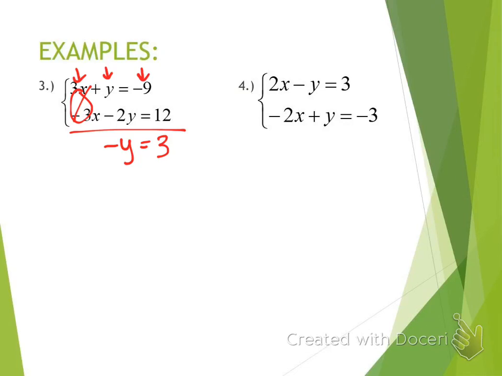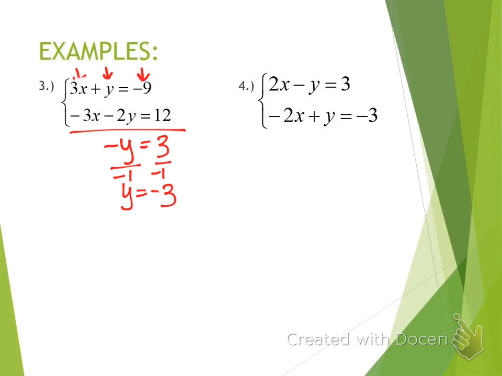But then we have to get y all alone. Divide by negative 1. Divide by negative 1. What do we get for y? y equals negative 3, but we're not done. What do we have to do? Plug it in. Which equation do you want to use?